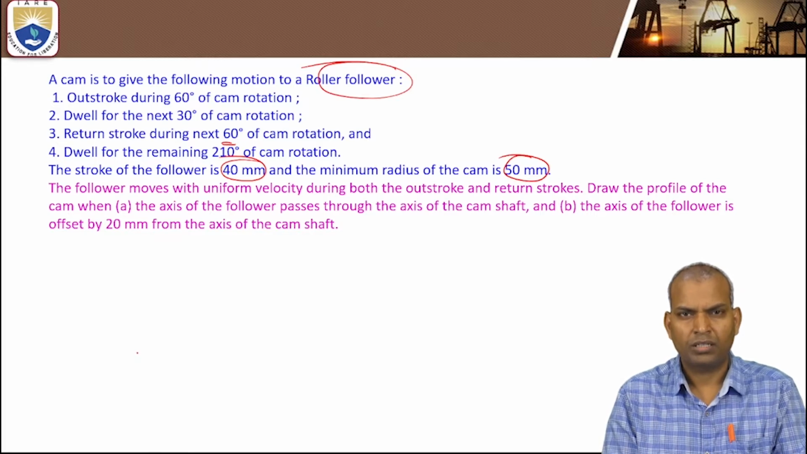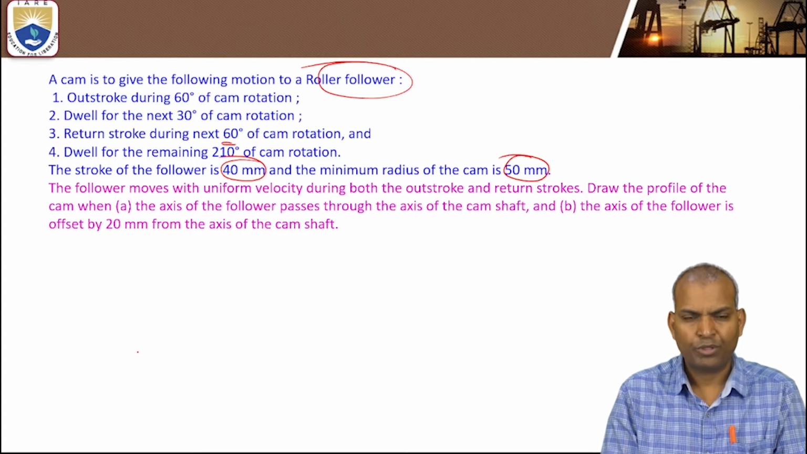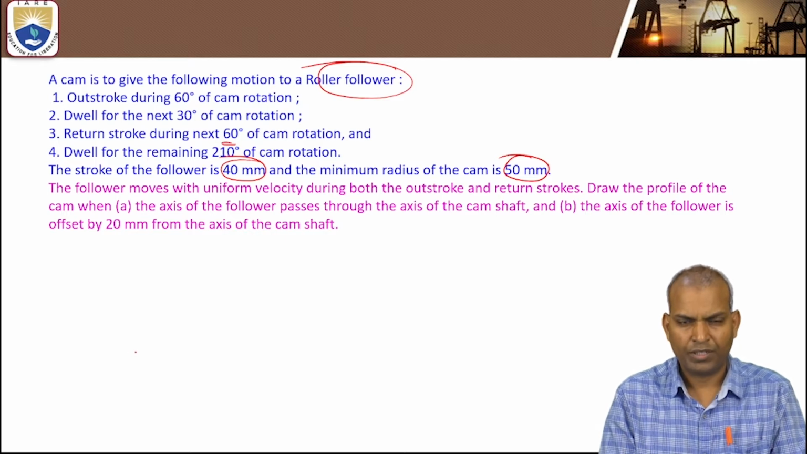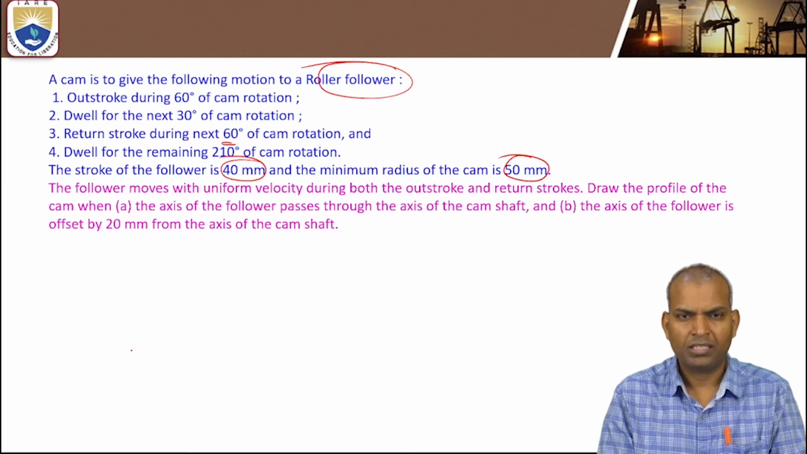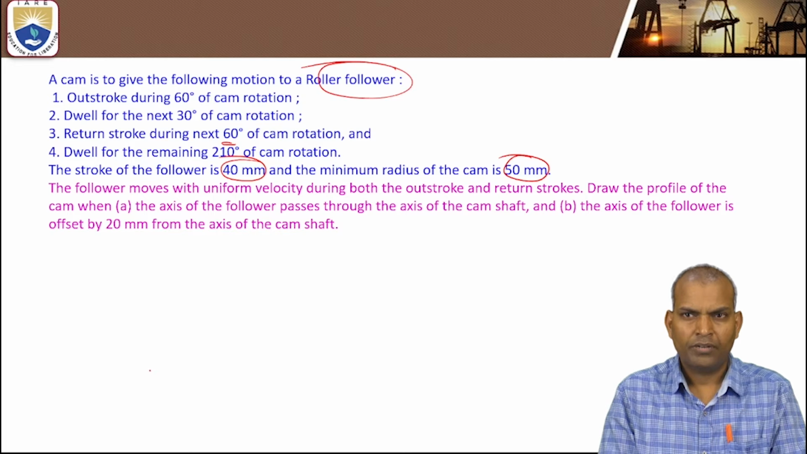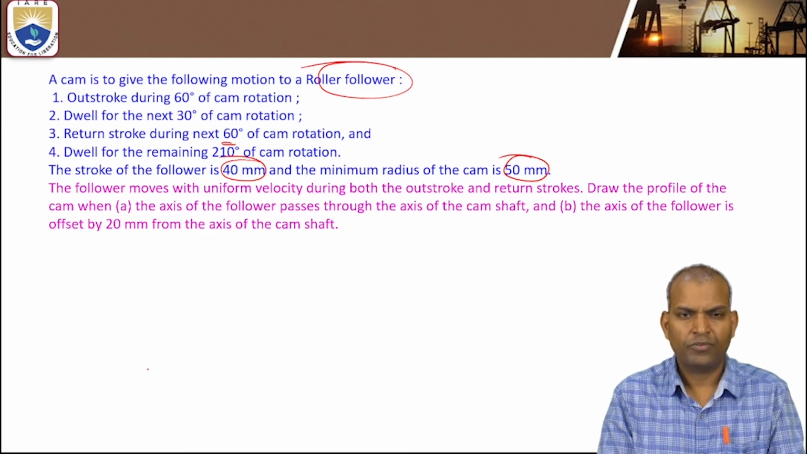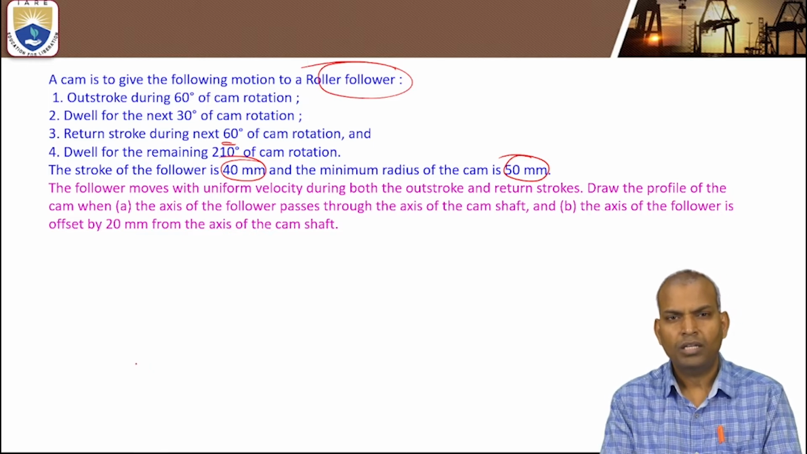Now in this session, in the place of knife edge follower we are going to use a roller follower. It is a peculiar follower, and it is a very special follower. The coefficient of friction is very low in this, and also one of the advantages is that it can run smoothly. And very important thing is here the roller follower is having a uniform velocity during outstroke and return strokes. So let us begin.